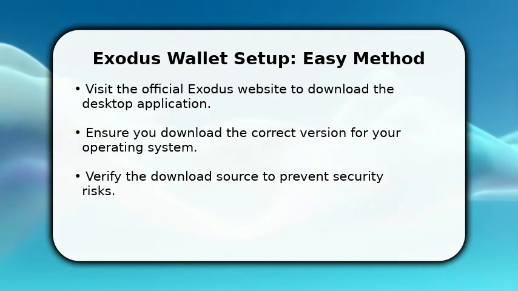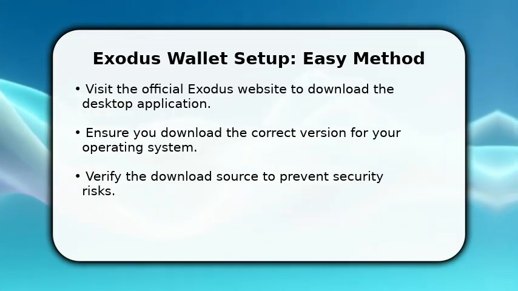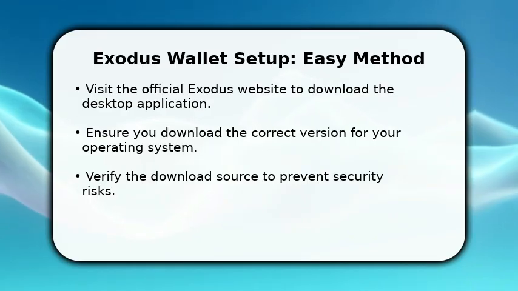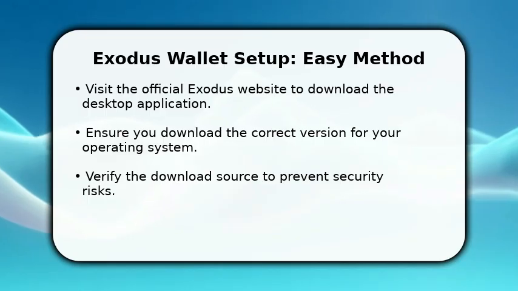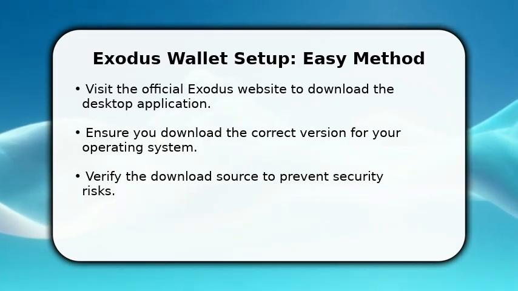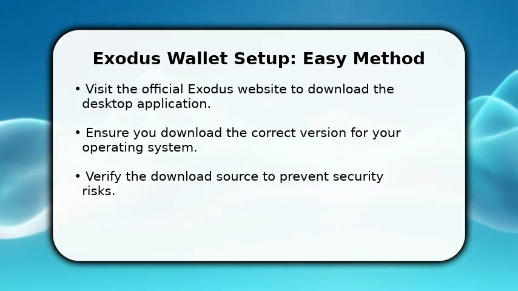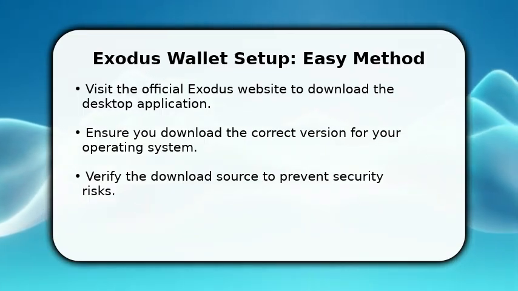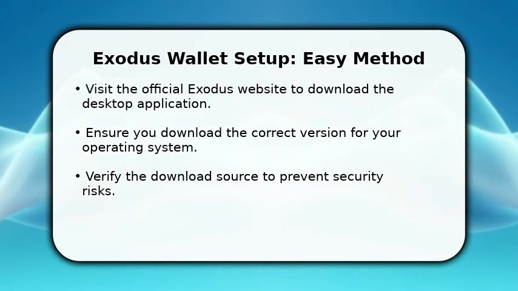Enjoy the video. In this video, I will show you how to set up your Exodus wallet desktop using an easy method. First, navigate to the official Exodus website. It's crucial to download the application directly from their site to ensure authenticity and security. Once there, select the appropriate version for your computer's operating system, whether it's Windows, Mac OS, or Linux. Double-check the download link before clicking to avoid any malicious software. This initial step is vital for a secure setup.